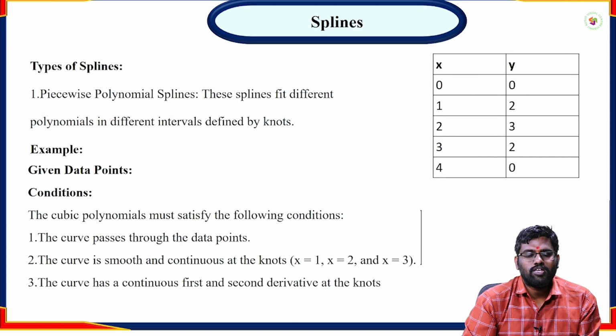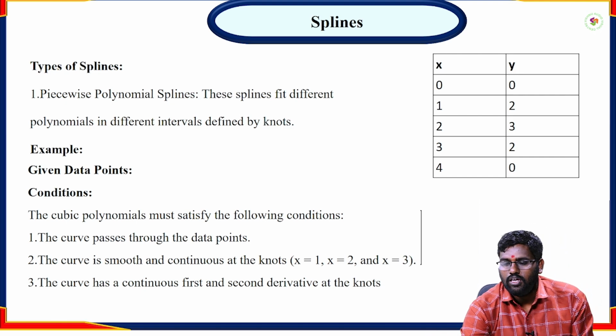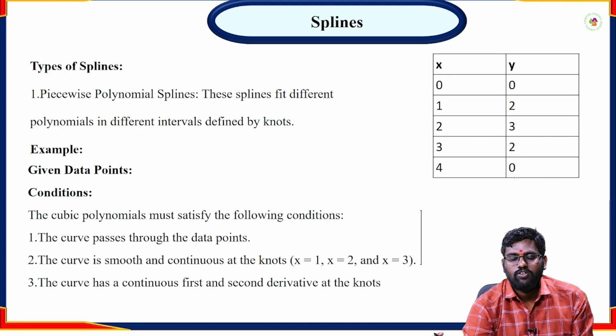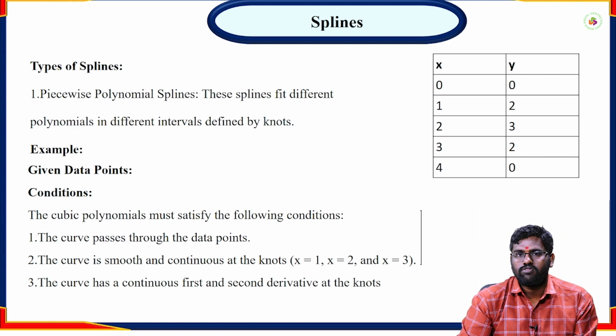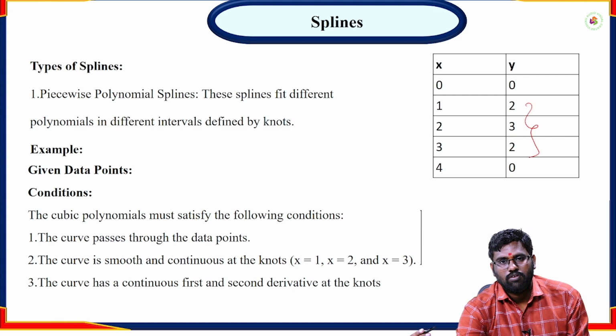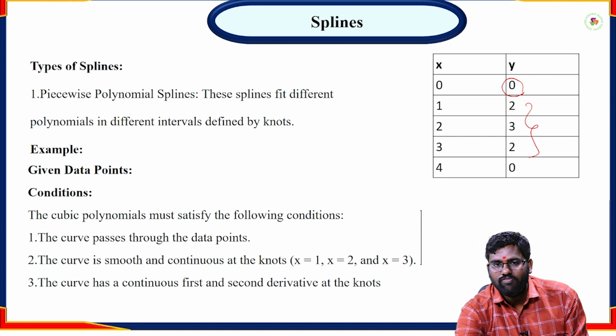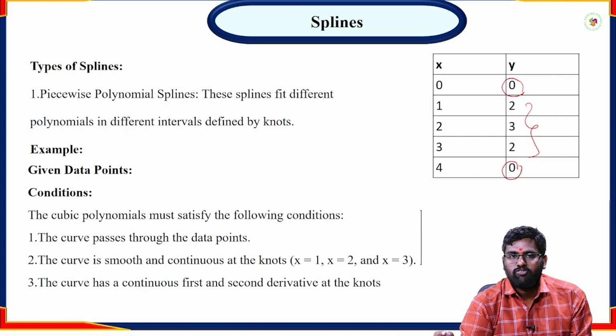The first spline is the piecewise polynomial spline. Piecewise polynomial splines means the data is taken like this. See this one: at x value 0, the y value is 0, and at 4 the value is also 0. That means there is no output for those variables. At x equal to 1, 2, 3, they get some predicted output values. Output 0 means no event occurs, that means no event is performed at the time of the condition. Here also no event is performed for the condition.